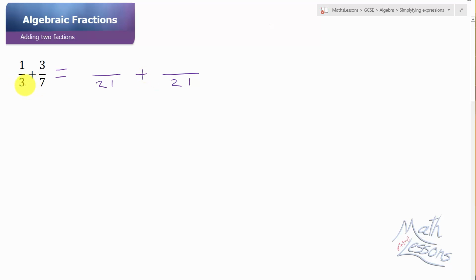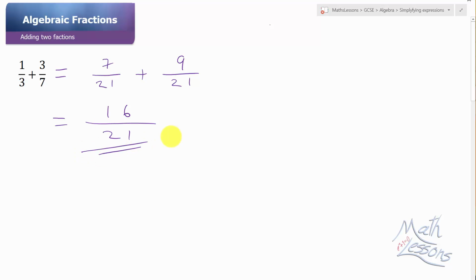So in this case, we have to times the 3 by the 7 to get 21. We times the 1 by 7 to get 7. And we have to times the 7 by 3 to get 21. So we times the 3 by 3 to get 9. And then we have them over the same thing, and then we can add them together. So we get 7 plus 9 is 16 over 21, and we look and see if we can cancel. And we can't. So that is our answer.